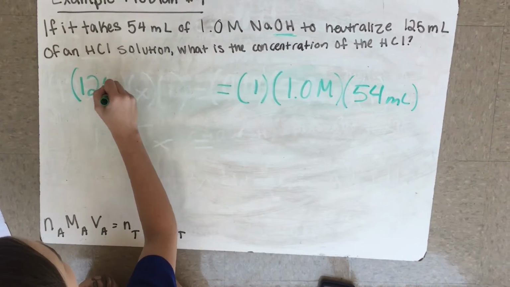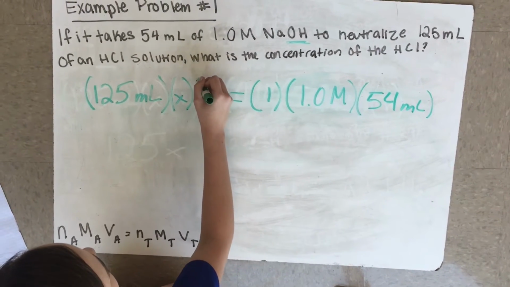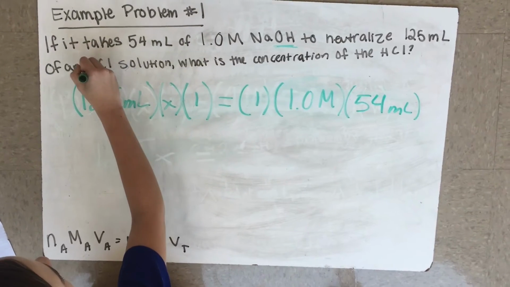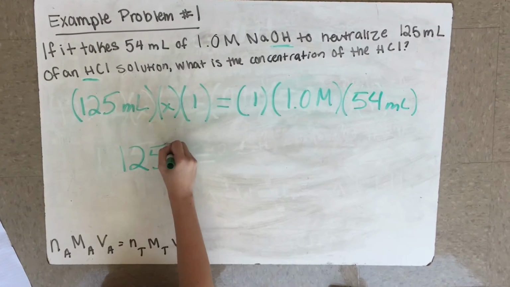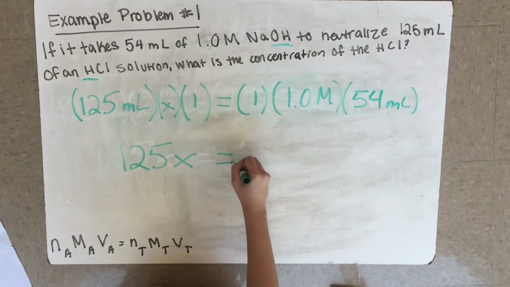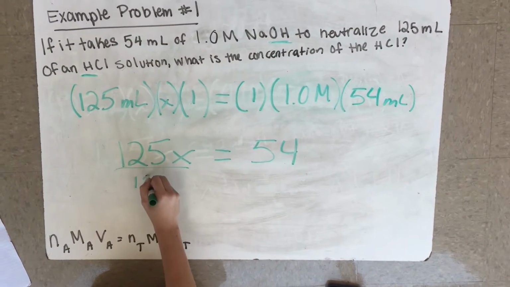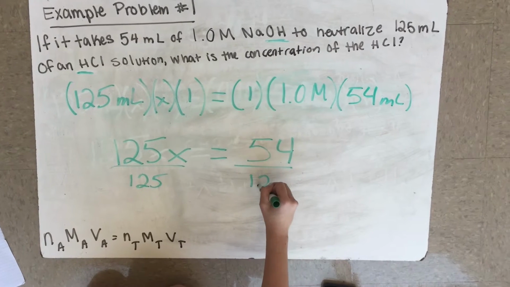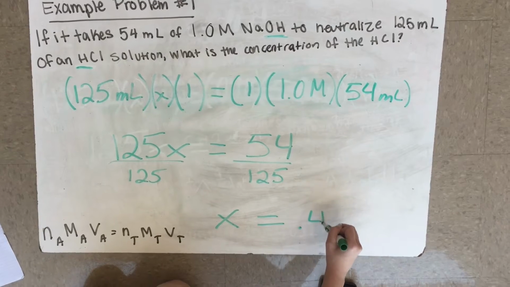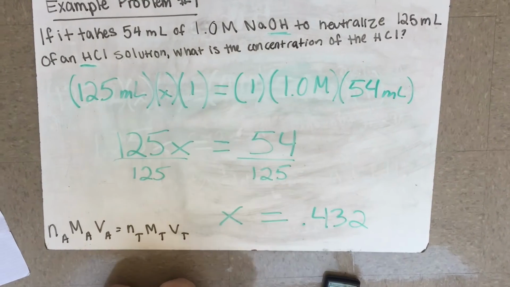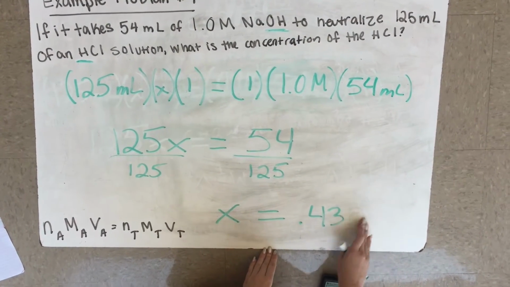So the 125 milliliters, and X for the concentration, and there would also be a 1 on this side because there's only one hydrogen ion. When you multiply that together, that would give you 125X equals 54. You divide each side by 125. That would give you X equals 0.432. And with significant figures, that would round to 0.43.